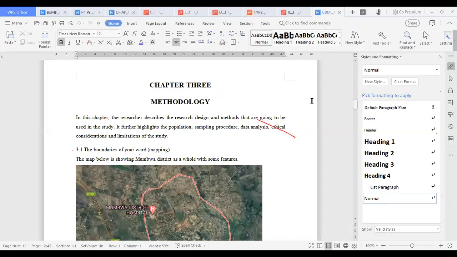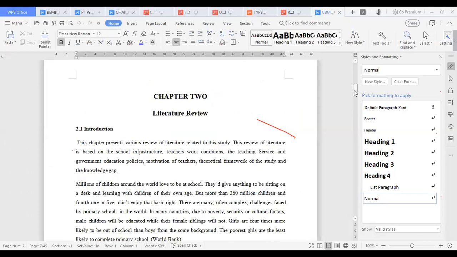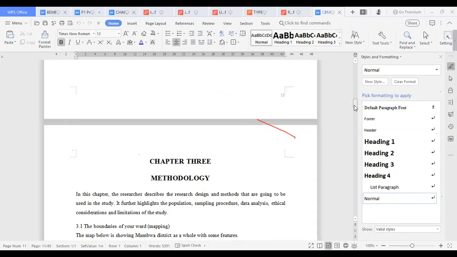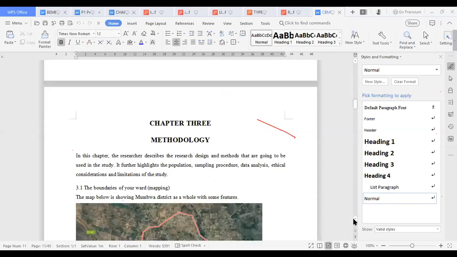Guys, are we together? Please, can someone confirm, are we together? Hello? Yes, we are. We're together. Are you able to see what is on the screen now? I can't see anything. Are you sure? Okay, research methods. Yeah, I've seen something. Are you able to see Chapter 3 Methodology? Yes, I can. You can see it? Yes.